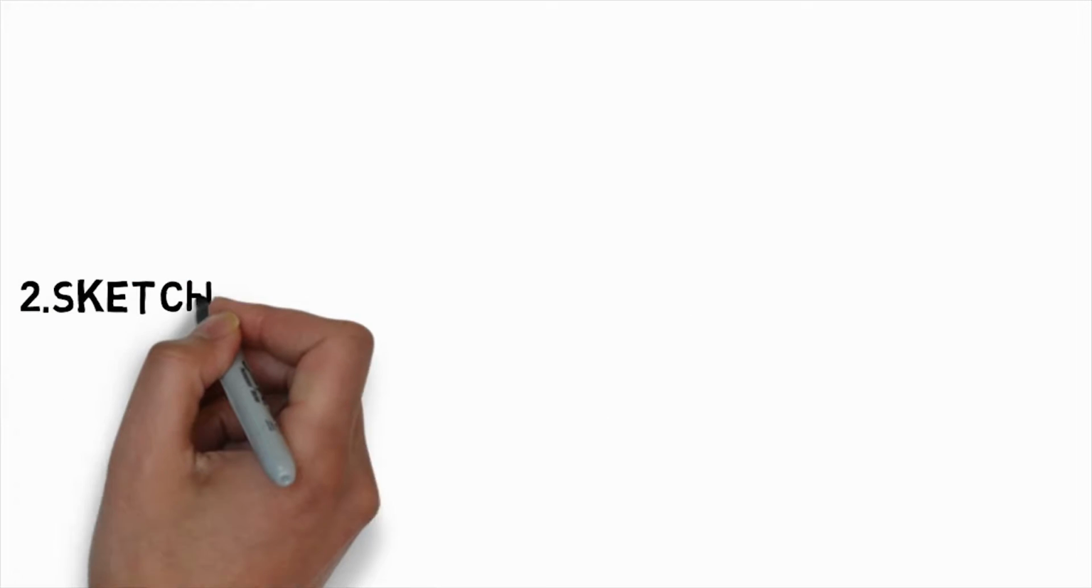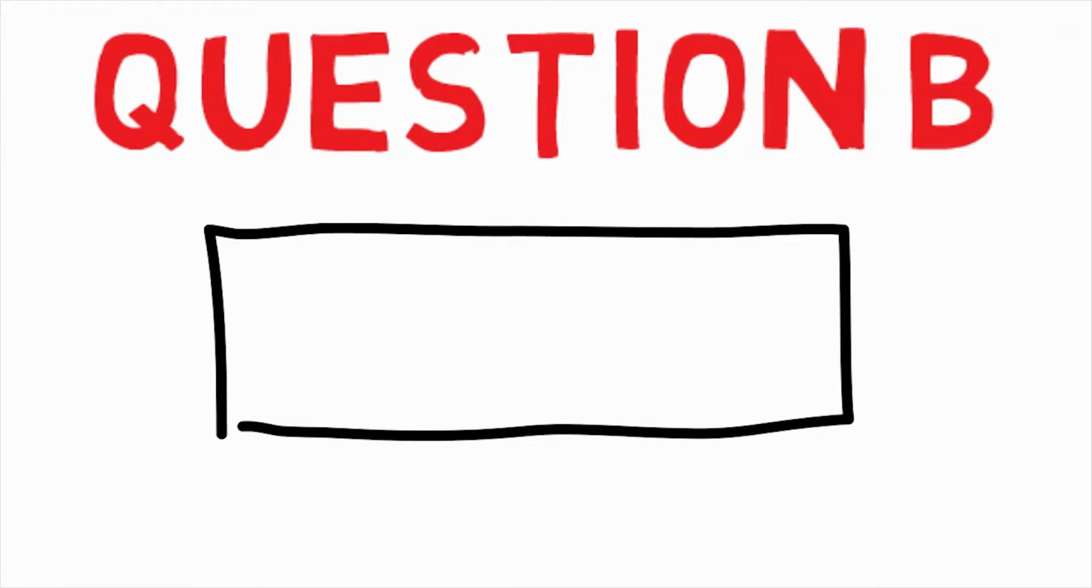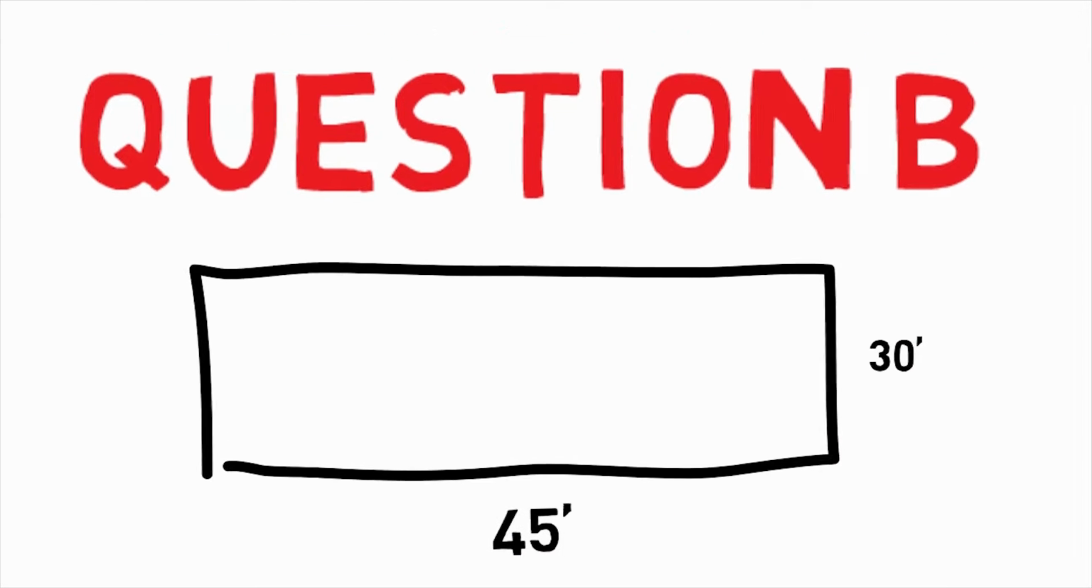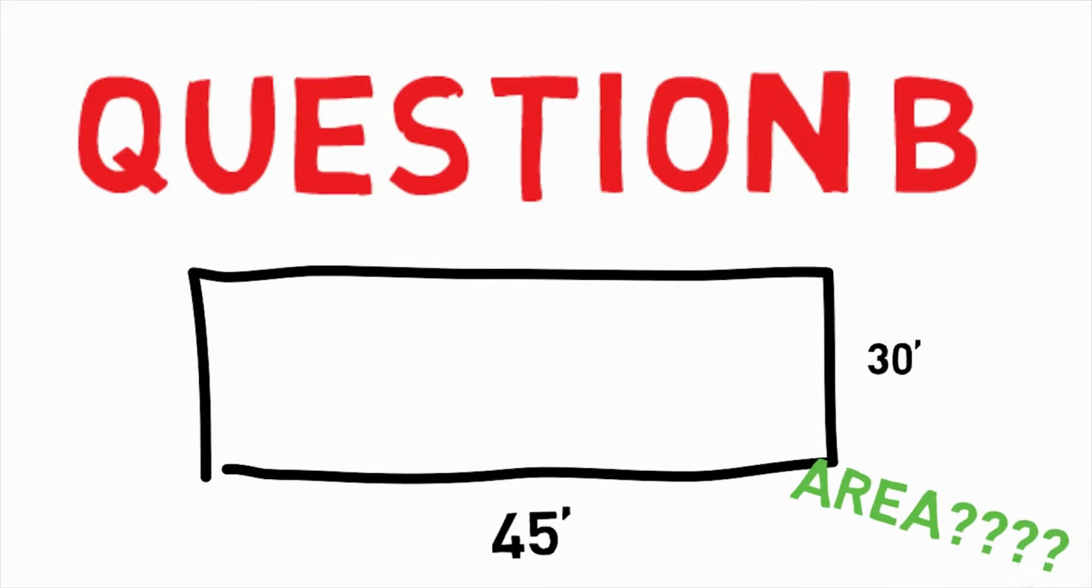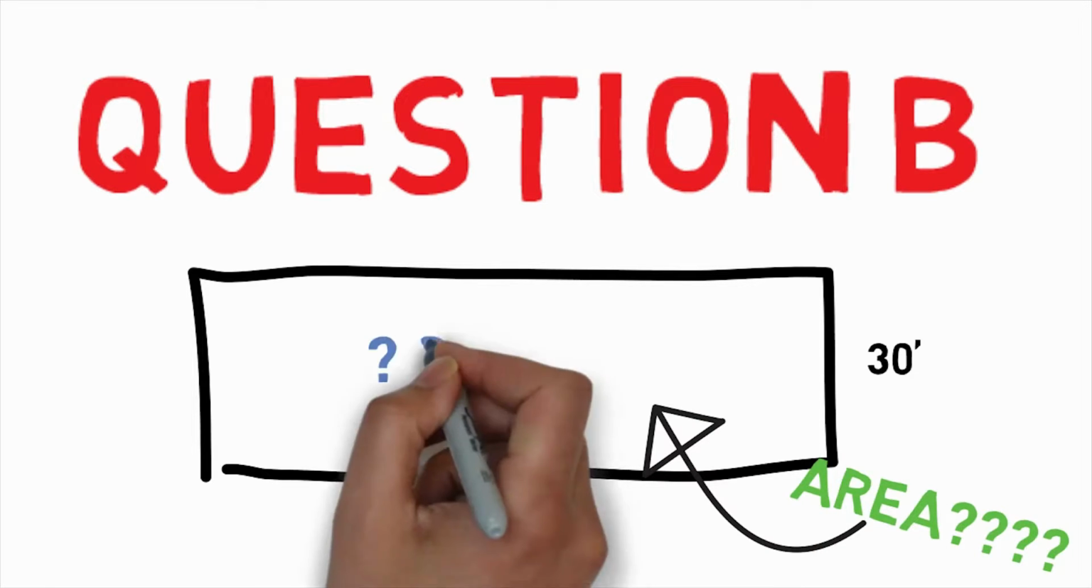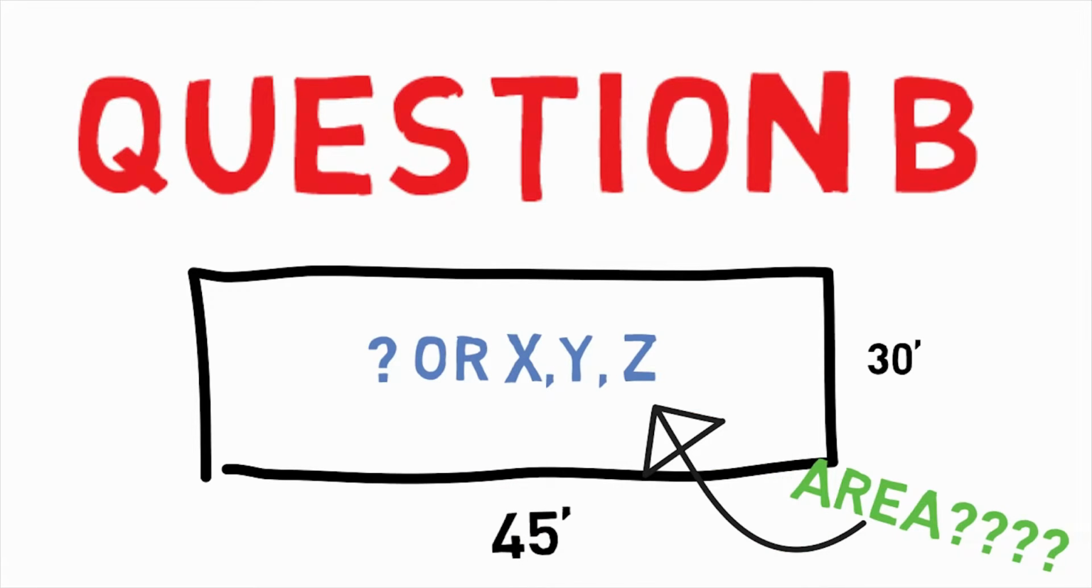Number 2. Sketch or jot down notes as you read along. For question B, sketch the shape of the floor. Your sketch doesn't need to be perfect, but it helps if it is a close representation of what was being described in the question. Label the dimensions provided. These are the given or known values. If a measurement or element is unknown and it can be seen from your sketch, represent it with a question mark or a letter. This is the unknown value.